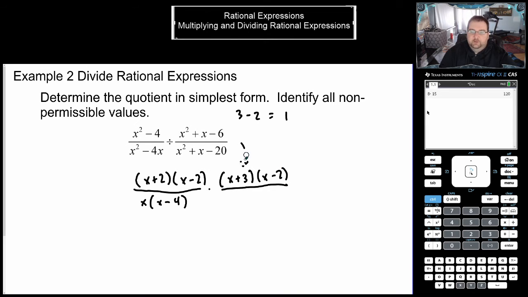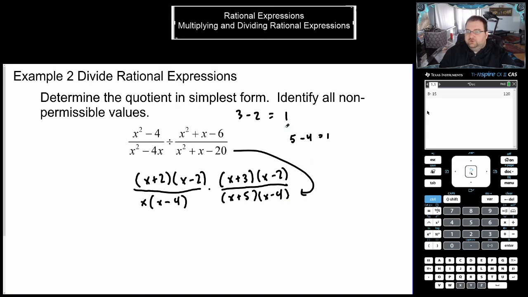Let's do the bottom right one now. Same strategy here. We have a middle term. It has to be positive 1. What two numbers multiply to negative 20 and add up to 1? That's 5 and 4, right? Positive 5 and negative 4. 5 times negative 4 is negative 20, and 5 minus 4 is 1. So this is going to be x plus 5 and x minus 4.